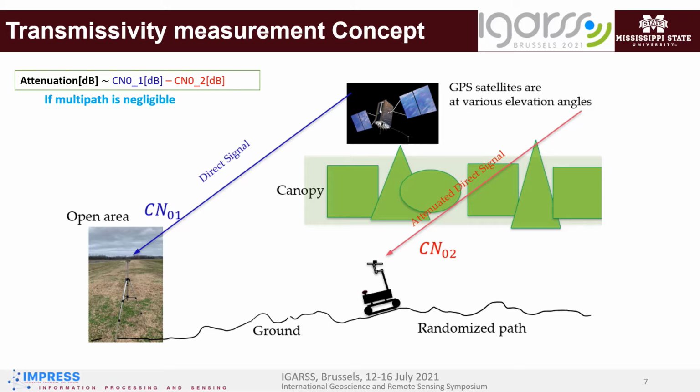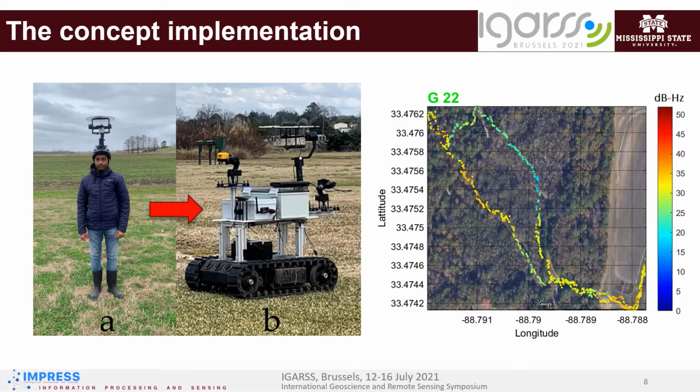The gimbal is placed in an inverted mode to orient the moving smartphone or the custom receiver in the same direction as the stationary receiver to minimize the antenna effect. The canopy transmissivity is the difference between direct signal and the attenuated direct signal, considering the ground multipath is negligible. As a proof of concept, we attached a gimbal on a helmet and placed the GPS receiver on top of the gimbal and walked under the forest canopy. The figure on the right shows the attenuation heat map across the satellite footprint. Later, we developed a UGV-based system that replaced the human.